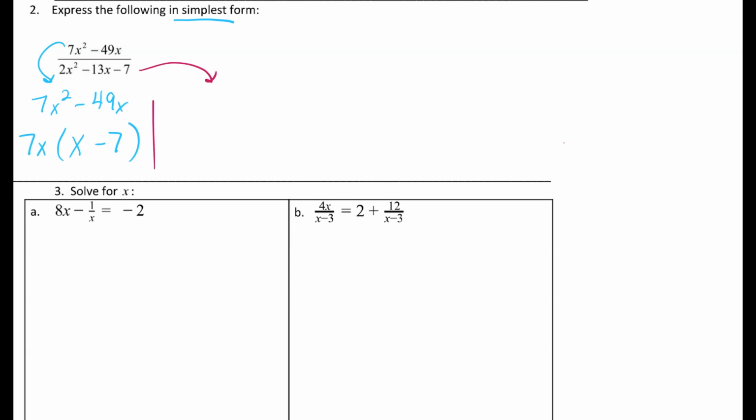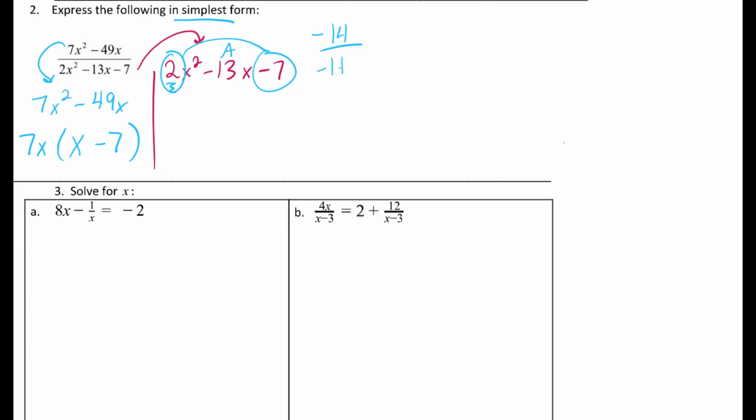For my denominator, that's going to be a little bit tougher. I'm even going to give myself a little more room. 2x squared minus 13x minus 7. I still need to factor this, but I can't factor it using that regular method because there's a leading coefficient other than 1 in front of that x squared. So I'm going to have to use the AC method here, where I multiply the 2 and the negative 7 to get negative 14. And I'm going to find numbers that multiply to negative 14, which add to negative 13.